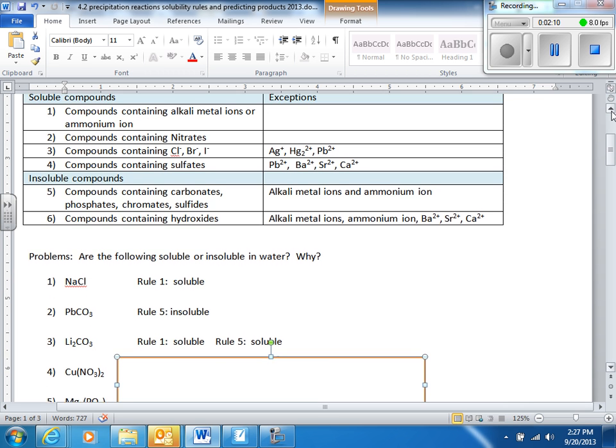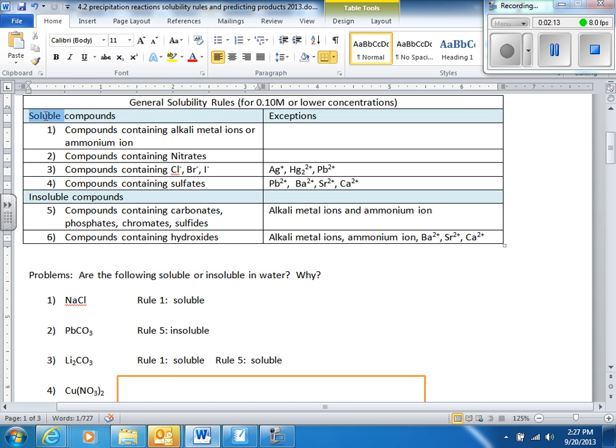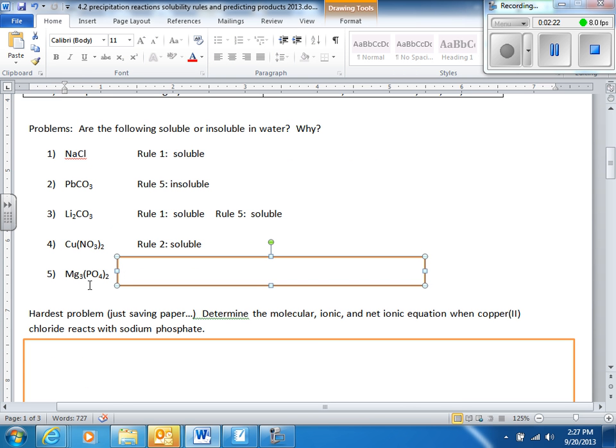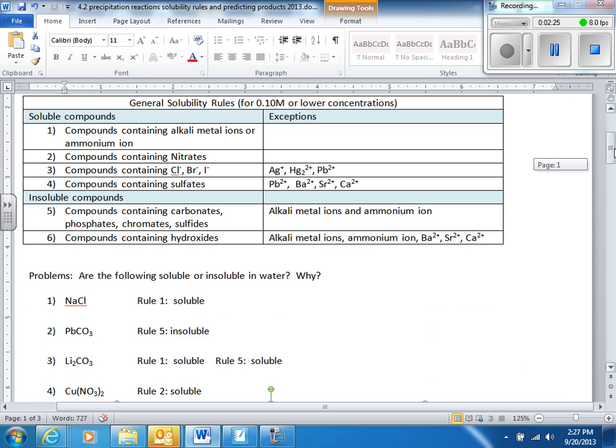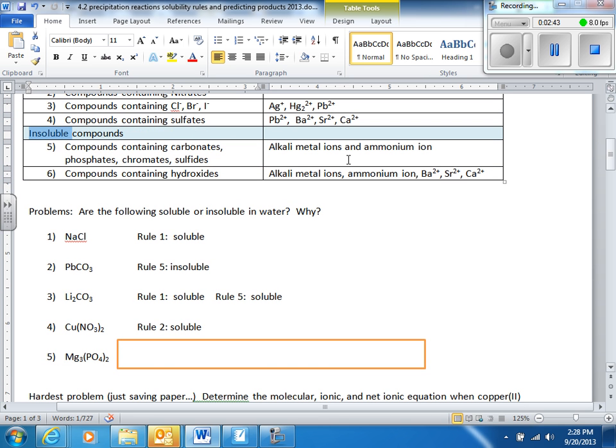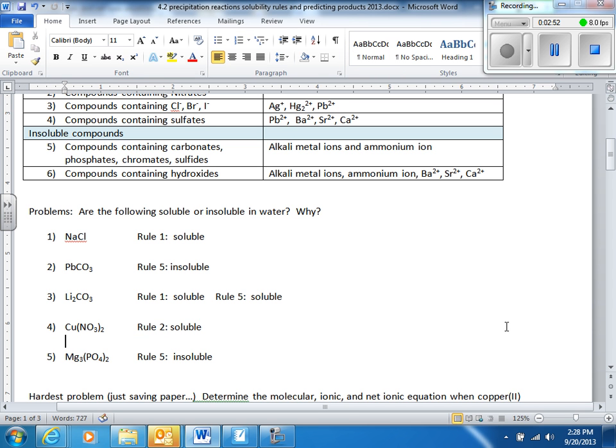Copper nitrate. Let's see, nitrates, always soluble. Nitrates are always soluble. Therefore, this is going to be soluble. There you go. Okay, magnesium phosphate. Look for our rules. No rules about magnesium up here, but here we go. Phosphates, look at that. Phosphates are insoluble. So this stuff is going to be insoluble because this is not one of the exceptions. Magnesium is an alkaline earth metal, not an alkali metal.